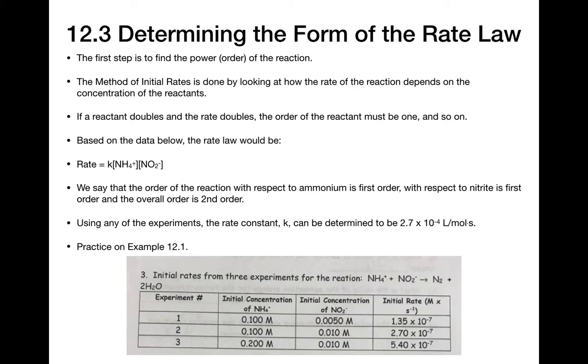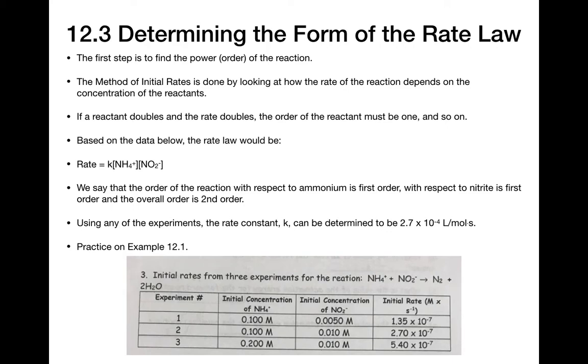Another way to measure this reaction would be the production of nitrogen. Regardless of how we measure the rate, let's say we could measure the rate in units of molarity per second. We would have 3 different initial rates for 3 different initial concentrations of ammonium and nitrite shown below.